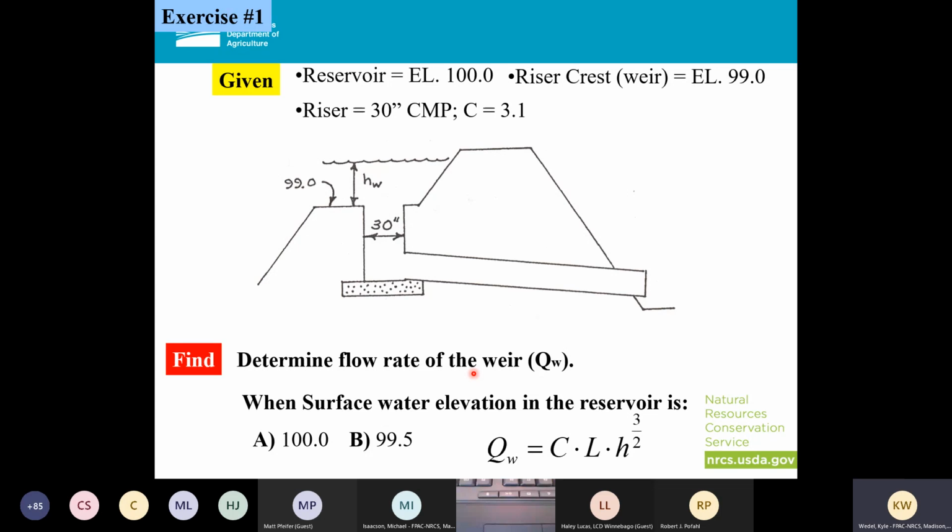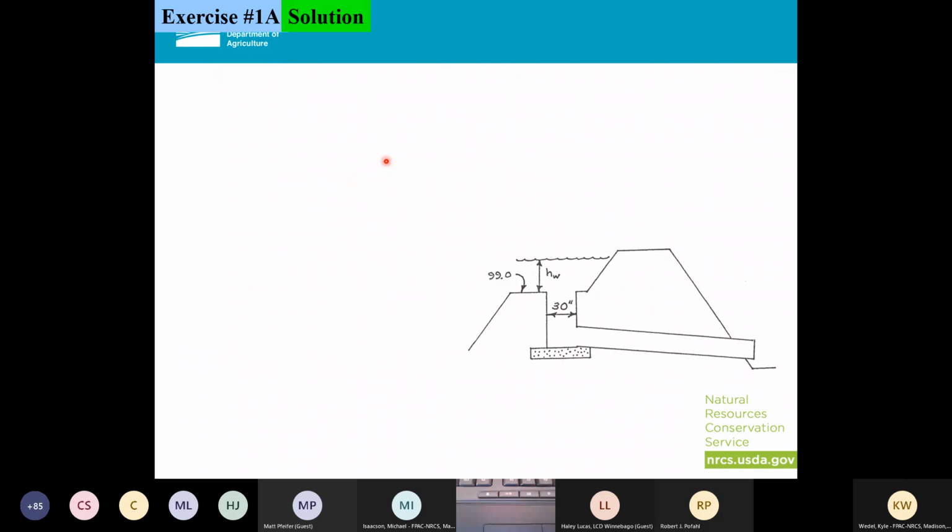All right. So again, I'm going to go through this first problem and then I'll have one for you guys to work on. Here I have a 30-inch riser. The top of it is going to be at 99. My weir coefficient is going to be 3.1. And I'm going to solve it for a water elevation of 100. So this is my general equation again, except instead of having C here, I already replaced it with my weir coefficient of 3.1.